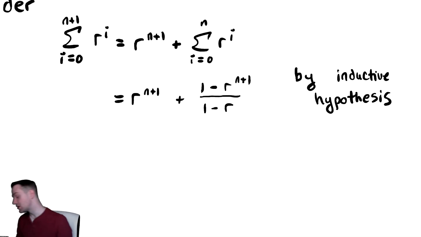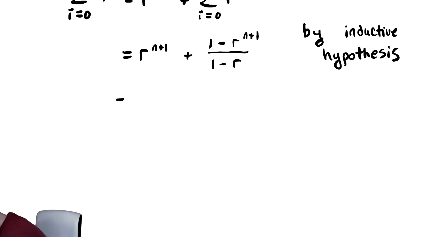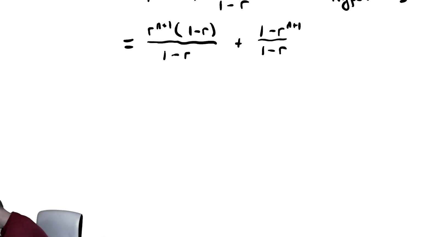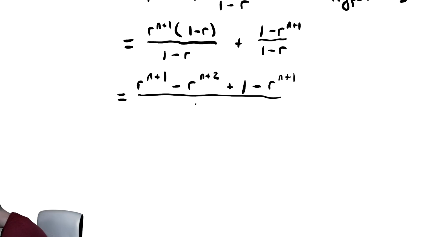We now have an algebra problem to try to combine this. Let's try and get a common denominator and see what happens. This is equal to, multiply the first thing by 1 minus r, and we get r to the n plus 1 times 1 minus r divided by 1 minus r, plus the formula, which is 1 minus r to the n plus 1 divided by 1 minus r. We need to distribute and add up these things. We have r to the n plus 1 minus r to the n plus 2 plus 1 minus r to the n plus 1, all divided by 1 minus r.